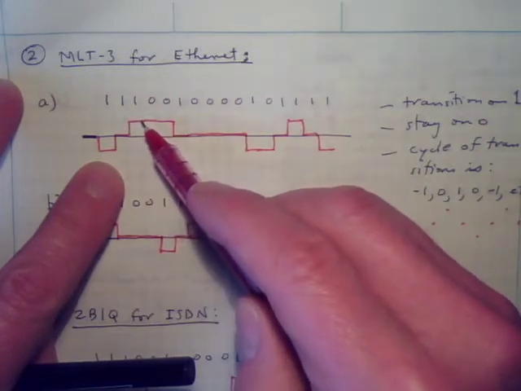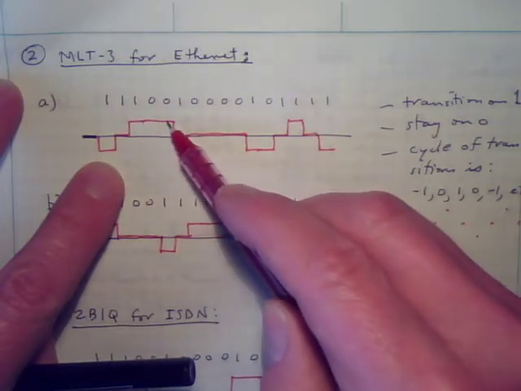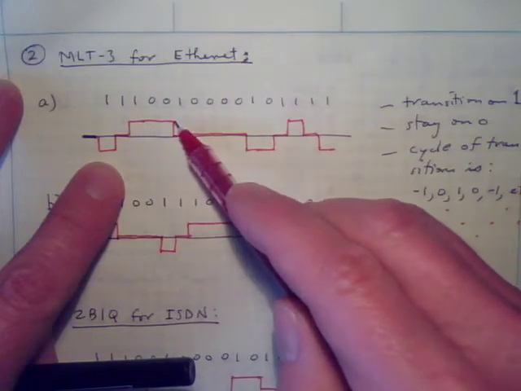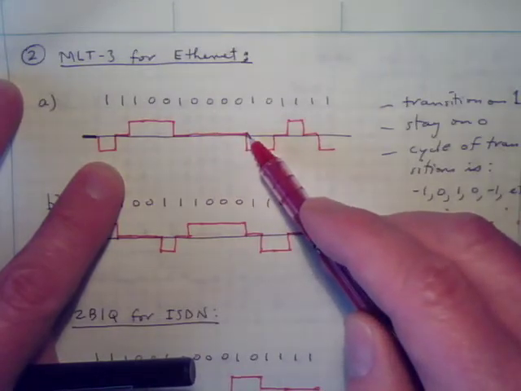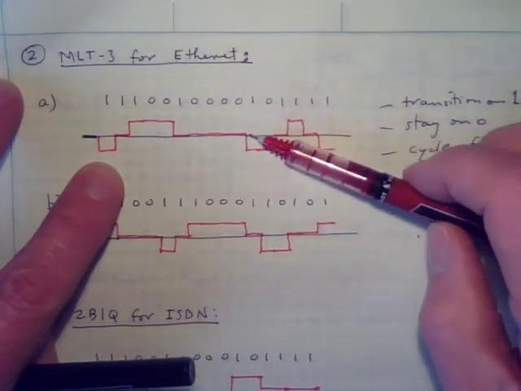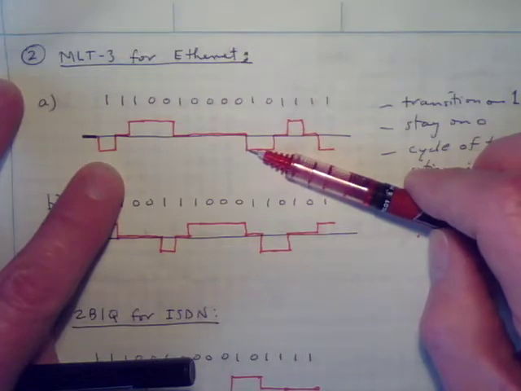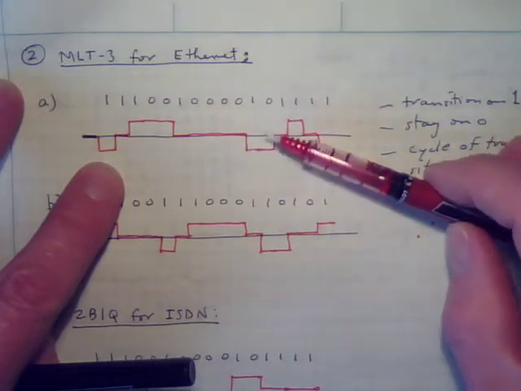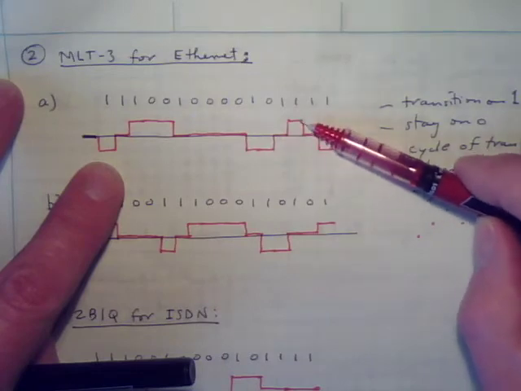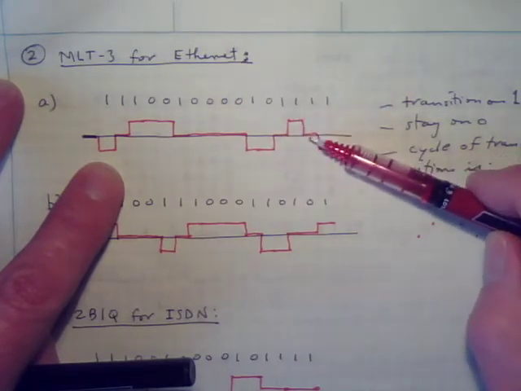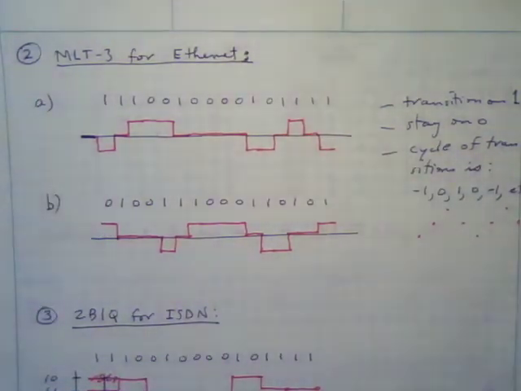Another 1 means we transition up to +1. And then I get 2 zeros, so I stay up at a +1. And then I get a 1 going down to 0 voltage. And then 4 zeros staying at 0 voltage. A 1 takes me down to -1 volt. And a 0 causes me to stay, and then 4 1s cause me to transition through 0, +1, 0, and -1. Okay.